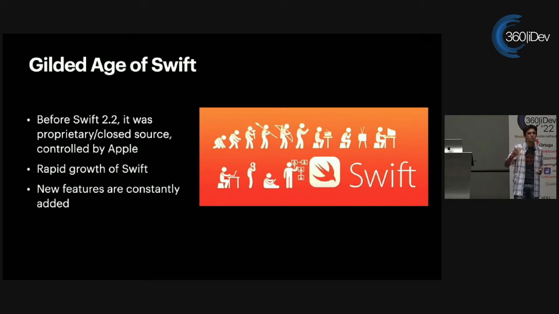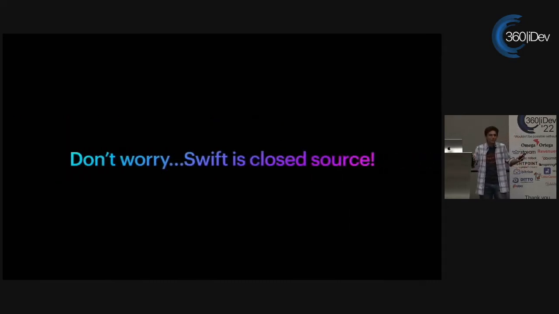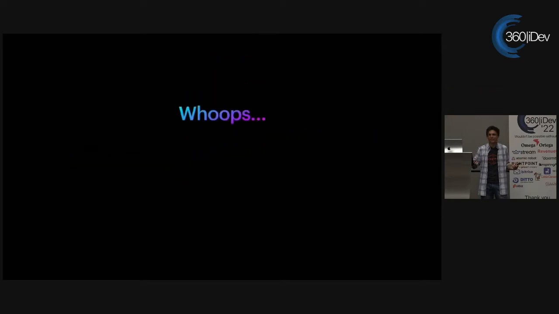So this is when you have new features constantly being added, and that all sounds great except for a few issues. See, stability, because during the Gilded Age of Swift, everything is controlled by Apple. It should be stable. It should be, oh, nope, it's not. Whoops. So I guess we didn't do that. All right, backward compatibility, at least we have that. Everything's maintained by Apple, right? Swift is closed source. Who cares? Oh no, it's not.